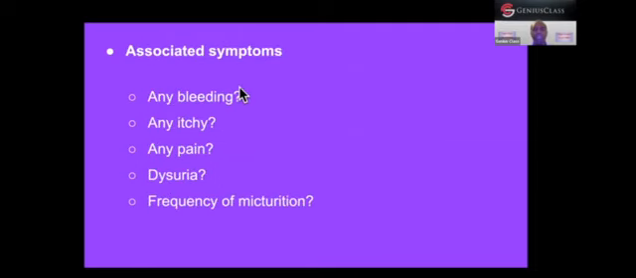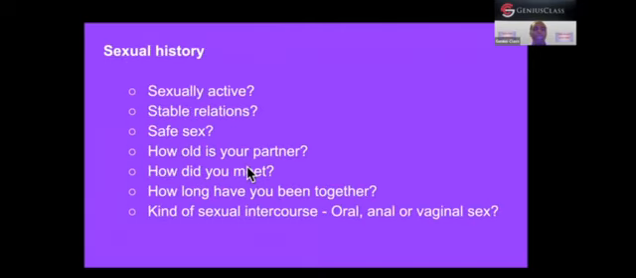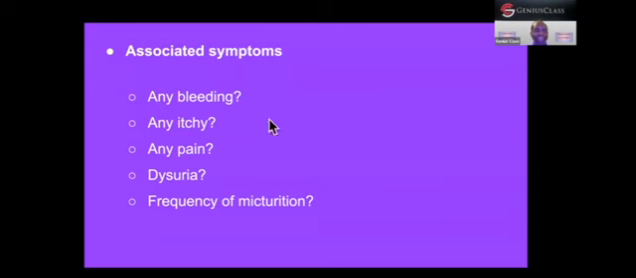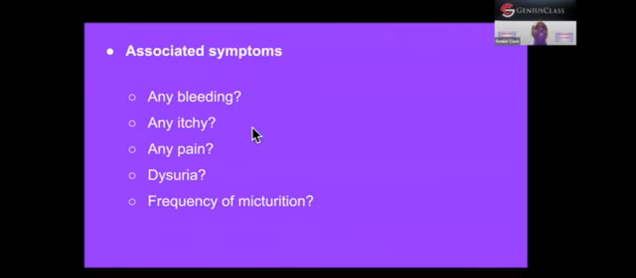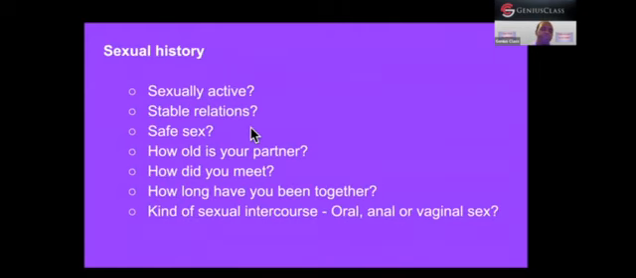We need associated symptoms. Is there any bleeding? Do the swellings bleed? Are they itchy? Is there pain? Dysuria, any pain when passing urine? Frequency, do you pass urine more frequently than usual? Good. So when asking these questions, make sure you stay focused on the presenting complaint of the swelling as well as the associated symptoms of the swelling.